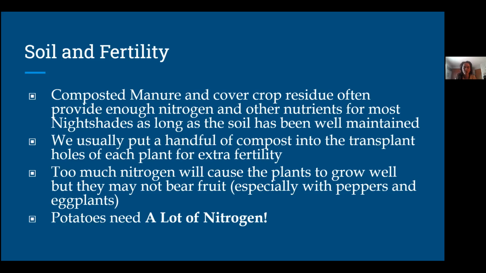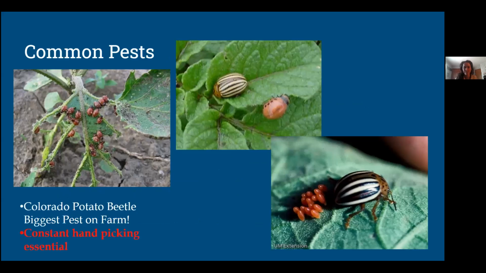Too much nitrogen will cause the plants to grow well, but they might not bear as much fruit, especially with peppers and the eggplants. We'll talk a little bit more about soil and fertility in a different class. And then potatoes do need a lot of nitrogen.